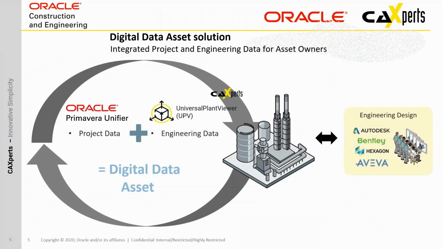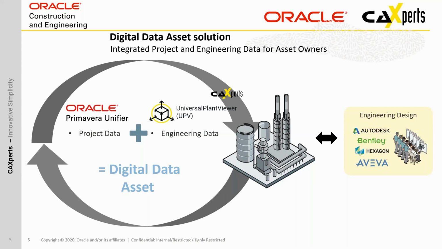Yeah, sure. Thanks again. Thanks for that demo. That was really why we decided that a strategic partnership was the right way to move forward. What this does for asset owner organisations, if we think about what Primavera Unifier is, very much around data, project data, asset data, whereas UPV is around engineering data, integrating with all of the main authoring tools.